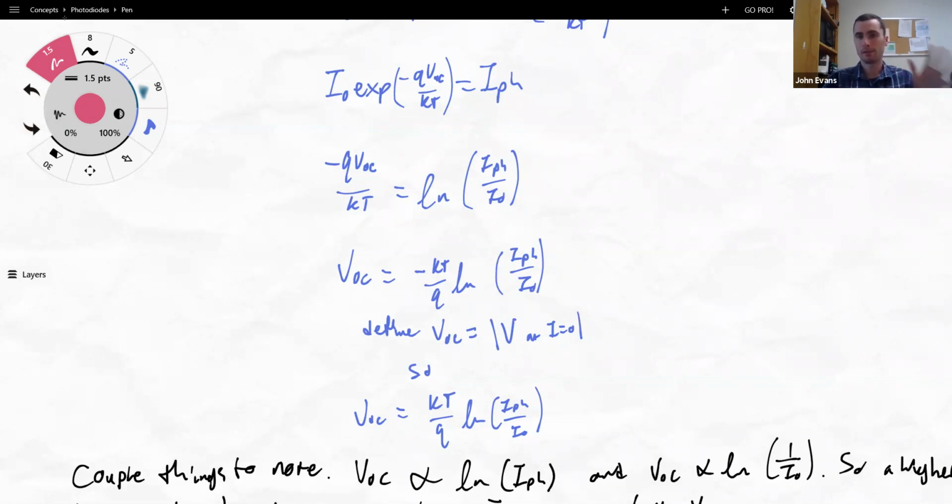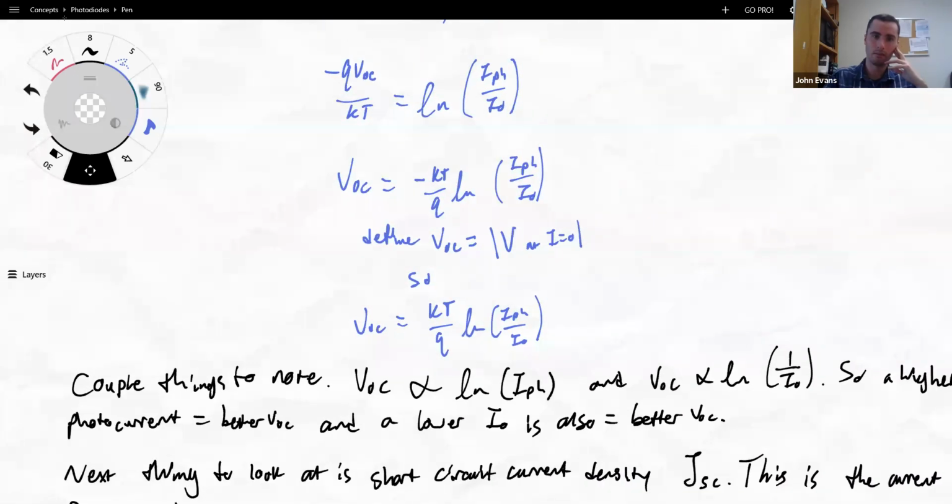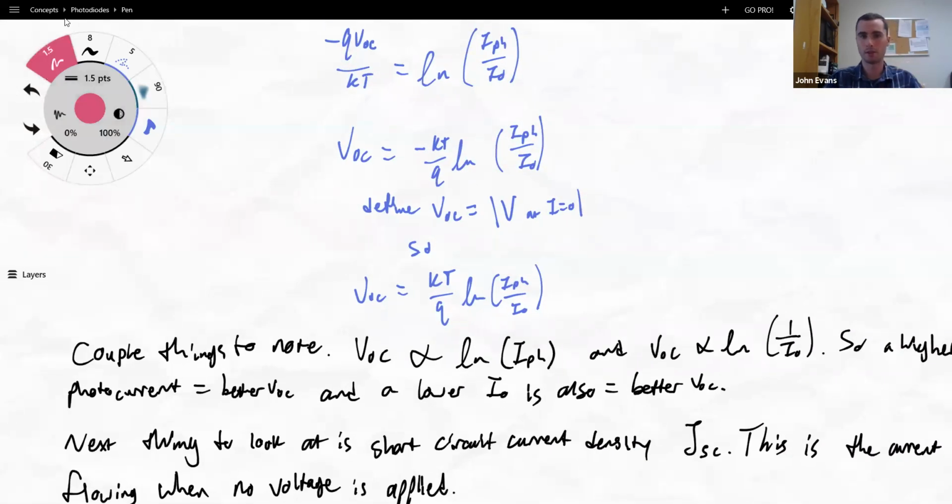But we're actually going to define VOC to be equal to the absolute value of V at I equal to 0. And so we're just going to get rid of that minus sign right there. And so the VOC, or our open circuit voltage, is going to be equal to kT over q times the natural log of the photocurrent divided by the dark saturation current.